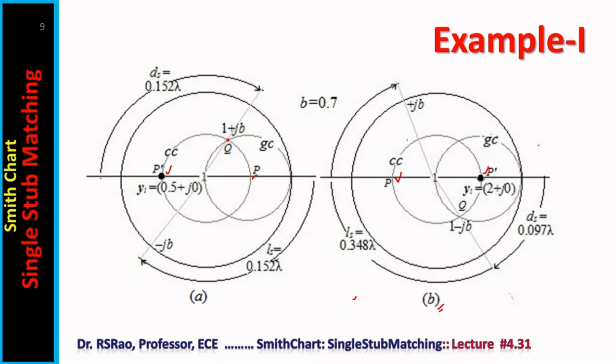In this case, from P prime, we have to move clockwise. Clockwise means like this, until the G equal to 1 circle is met. The point of meeting is Q. The distance moved from P prime to Q gives ds. From the chart, using the scale provided over the periphery, one can read out that in case of A, it turns out to be 0.152 lambda. In case of B, it turns out to be 0.097 lambda.